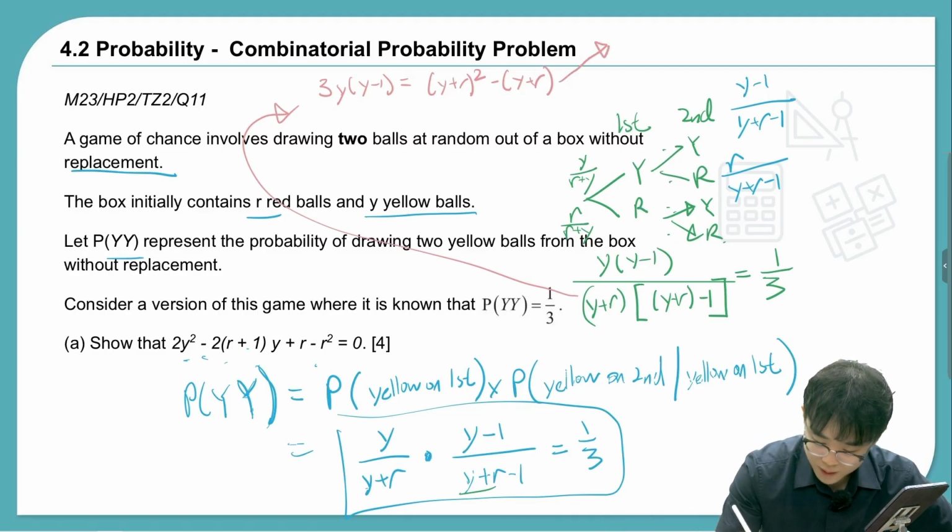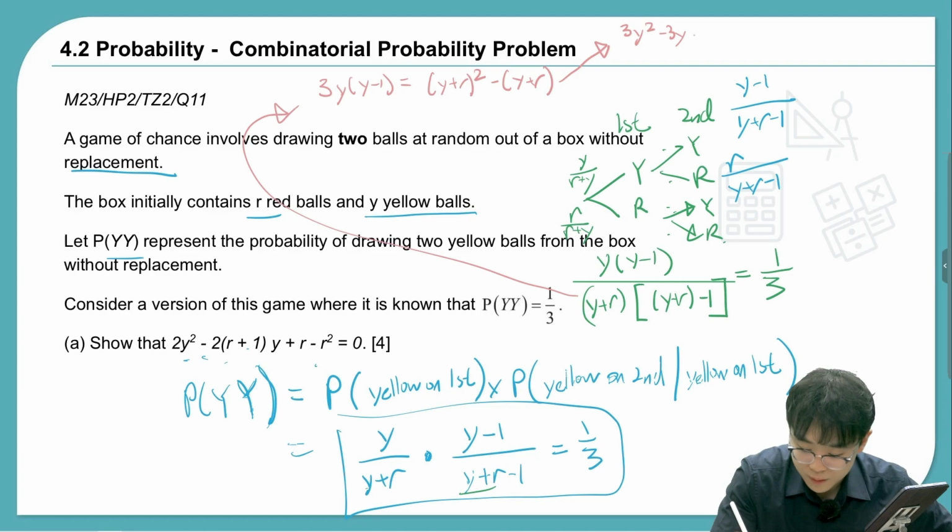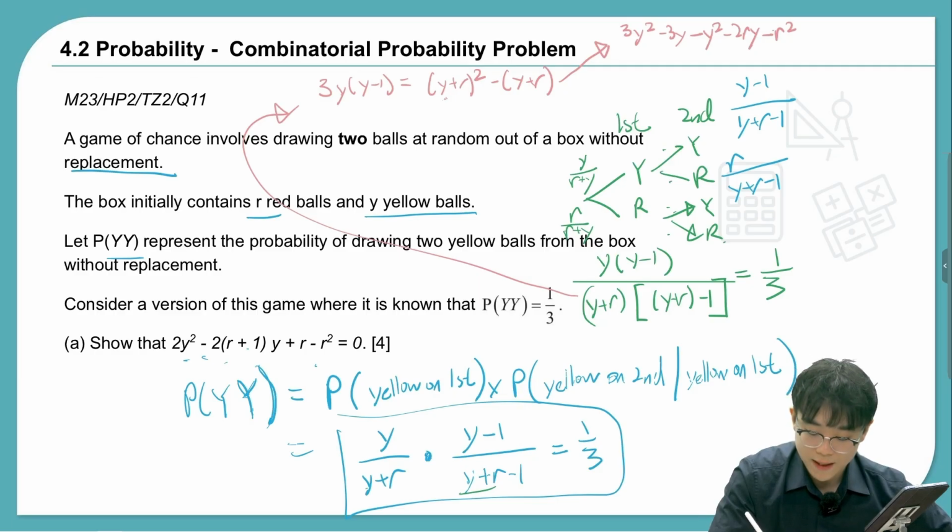So I'm going to do 3y squared minus 3y. And then I'm going to move everything to one side anyway. So this is going to be y squared plus 2ry minus r squared. So I'm going to subtract all that. So you can take your own time to work out the algebra. And then I'm going to add y plus r. That should equal 0.